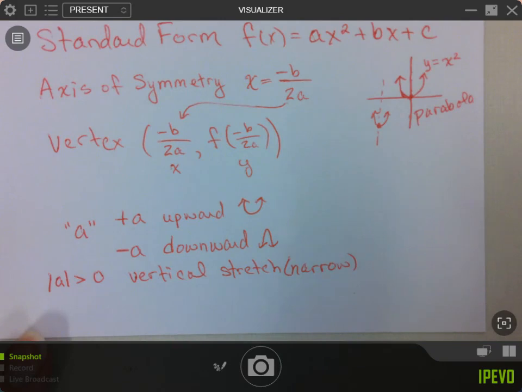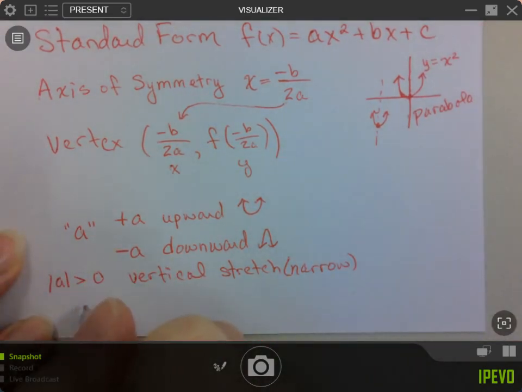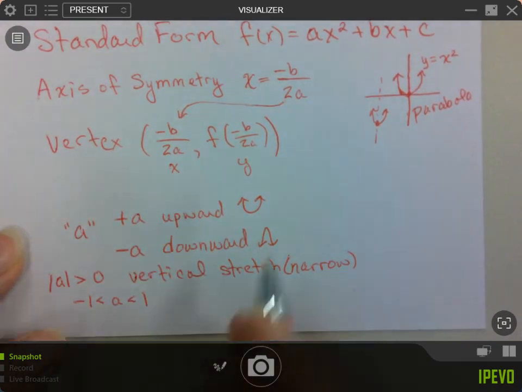0.2. 1/5 is the same as 0.2. 1/2, 3/4. Any number between 0 and 1 or 0 and -1 would make it wider. So it shows the absolute value. I'm just going to go -1 is less than A, which is less than 1. The only thing is A cannot equal 0.